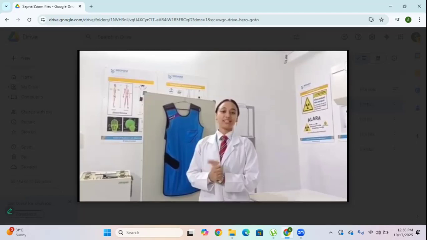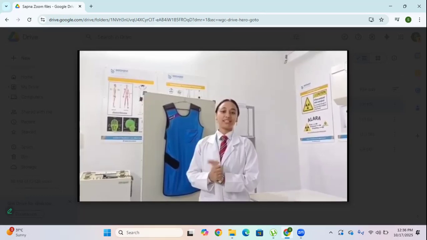Beside me, you could see a blue apron hanging on the wall. Basically that is a lead apron, and it must be worn by a radiographer or a radiologist while doing a scan. This can be provided to patients as well so that we could prevent scatter radiation and the patient dose.